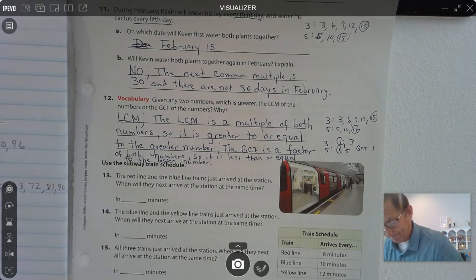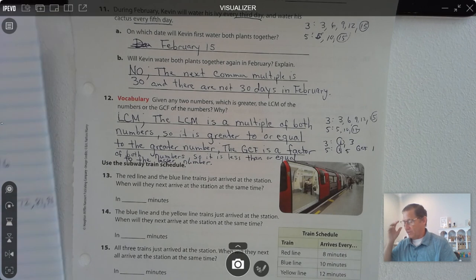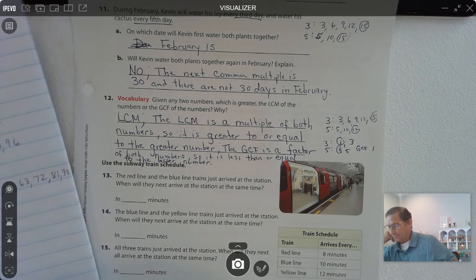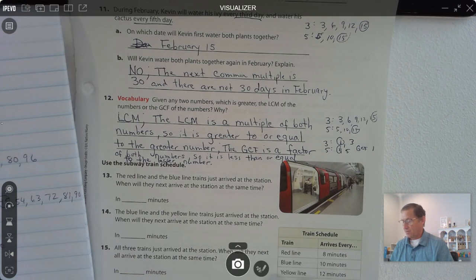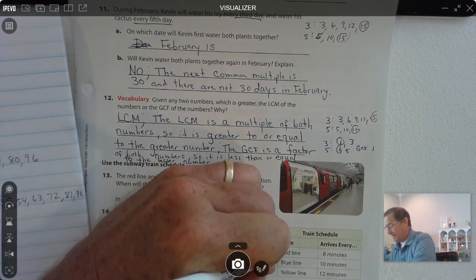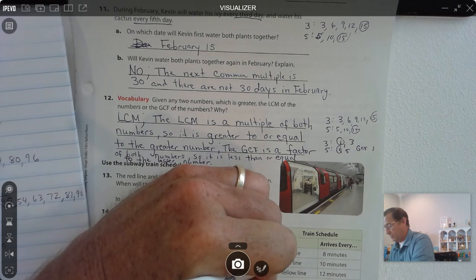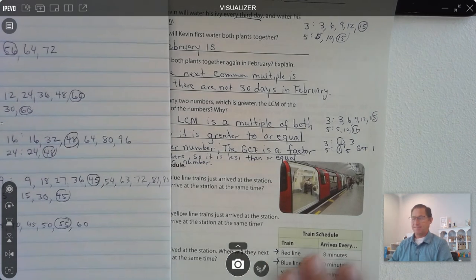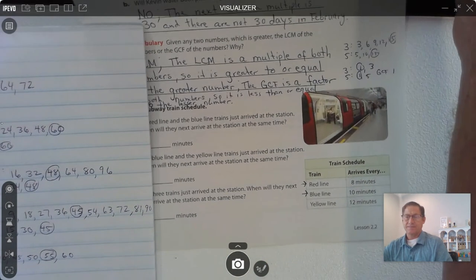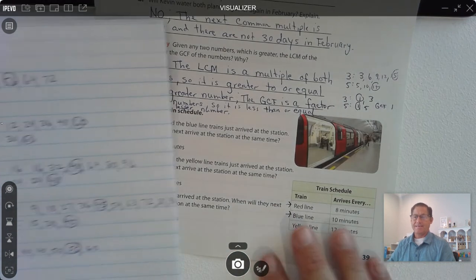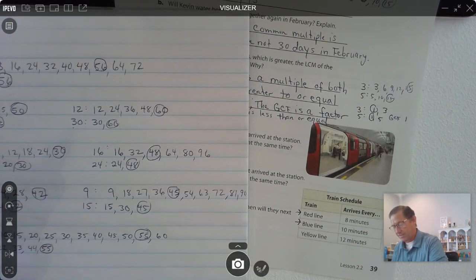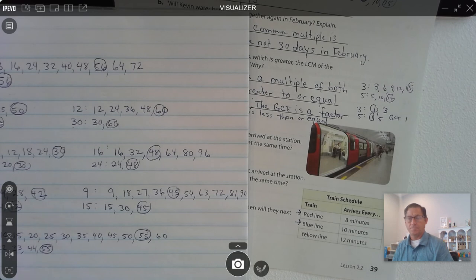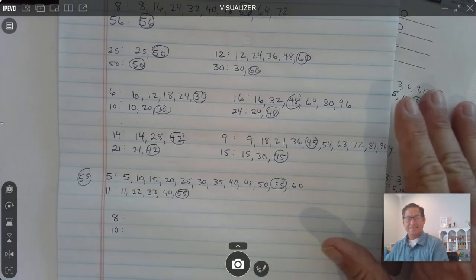All right, 13. The red line and blue line trains arrived at the station. When will they next arrive at the station at the same time? Okay, so we want the red line and the blue line. And they're going to arrive at the station every 8 and 10 minutes. So we need to find the least common multiple of those two. Okay, so 8 and 10.